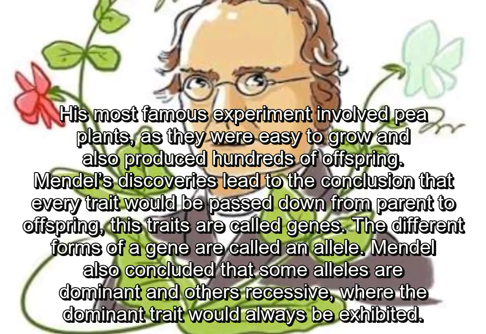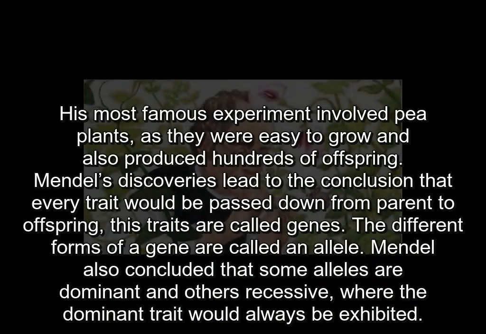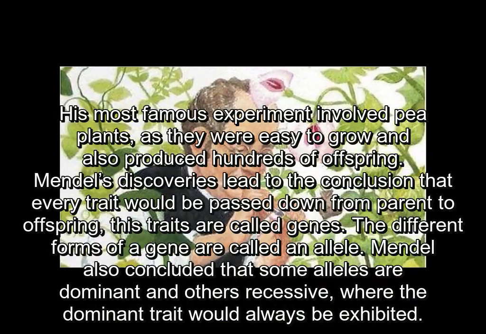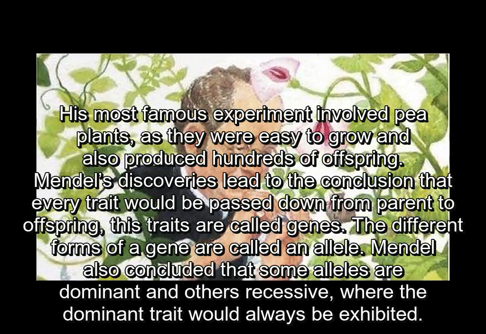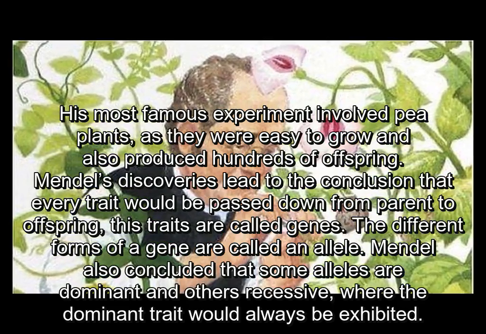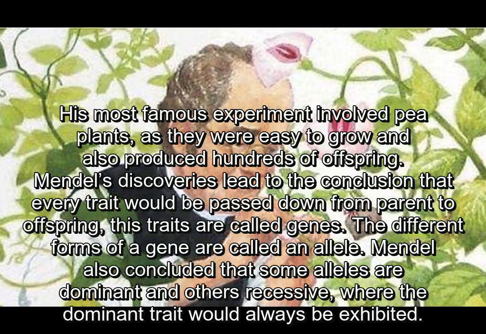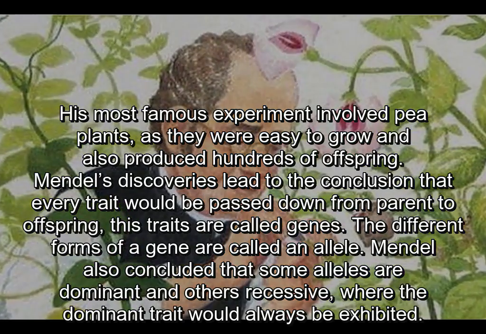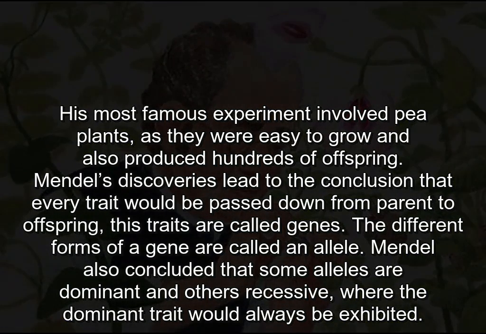His most famous experiment involved pea plants, as they were easy to grow and also produced hundreds of offspring. Mendel's discoveries led to the conclusion that every trait will be passed down from parent to offspring. These traits are called genes. The different forms of each gene were called alleles. Mendel's discoveries also led to the conclusion that some alleles were dominant and others recessive, where the dominant allele will always be exhibited.